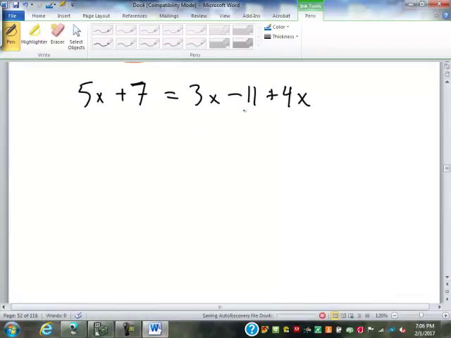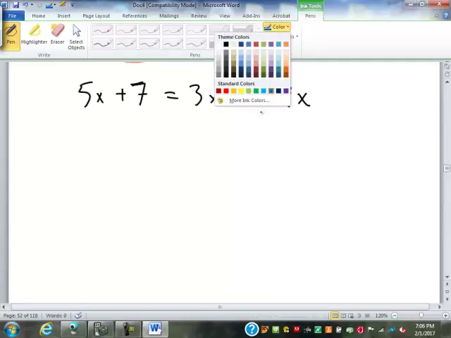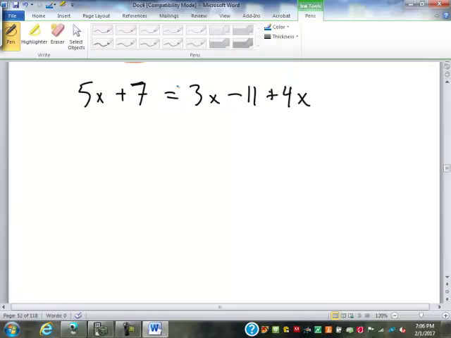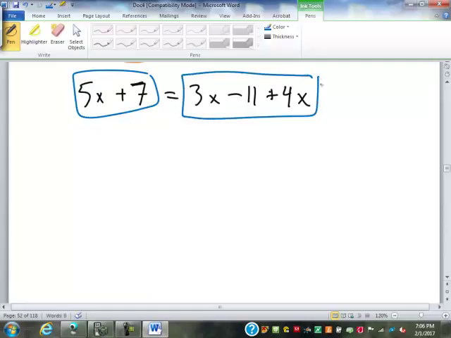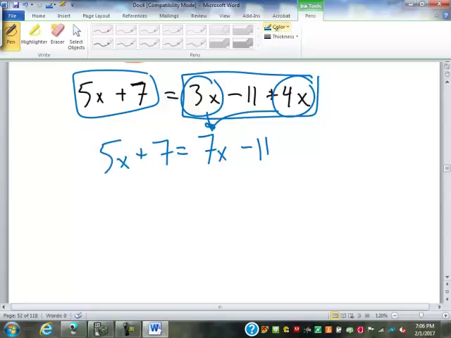Okay, let's see how you're doing on this. If you're not done with it, that's fine. Let's see how you've done so far. I gave you the hint, take care of each side first. Well, on the left side here, there's nothing we can combine. That side is as simple as we can make it right now. On the right side, is there anything we can combine? 3x and 4x, which combines to make 7x. So it's 7x minus 11. So we have 5x plus 7 on the left side, 7x minus 11 on the other.